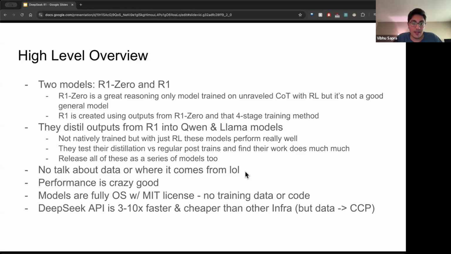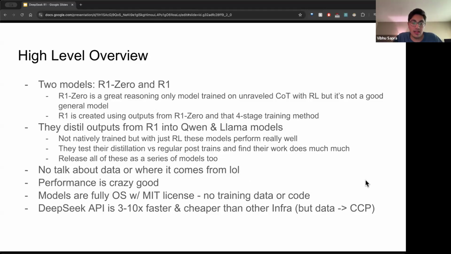Being 2025, no one talks about any data. They don't talk about where it came from. They just say, get good quality data. Performance is very good. Models are fully open source with MIT license. They don't give training data. They don't give training code either. They host the model themselves on their own API.